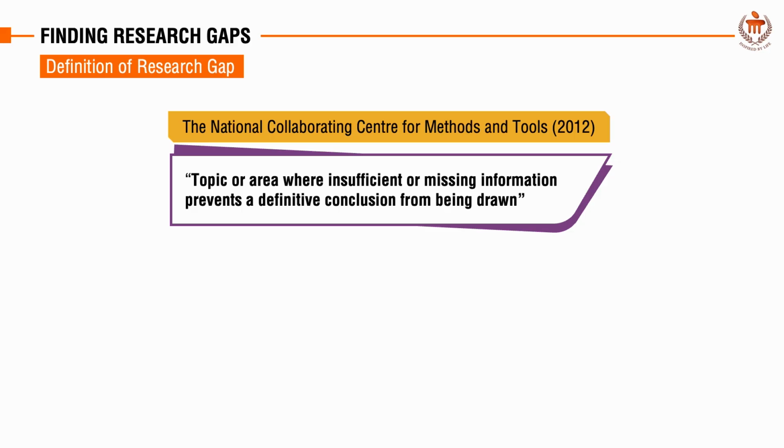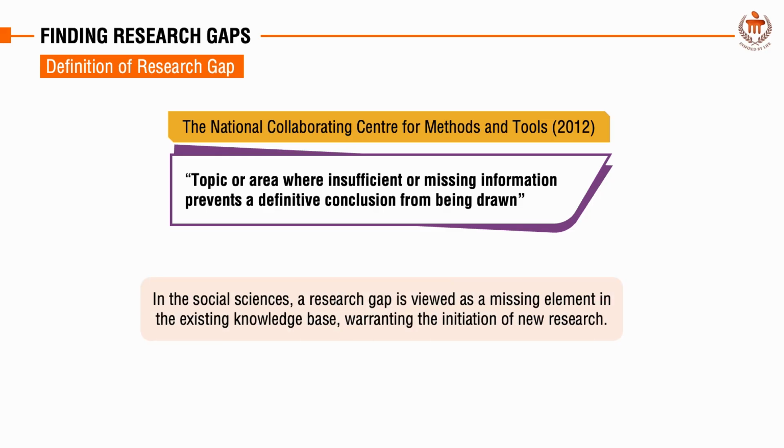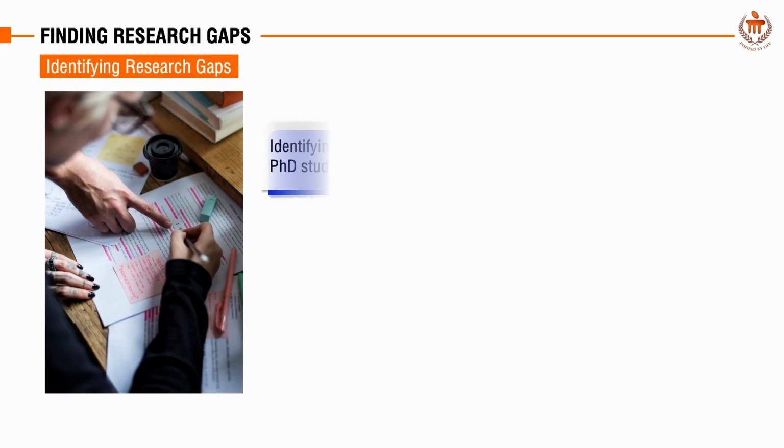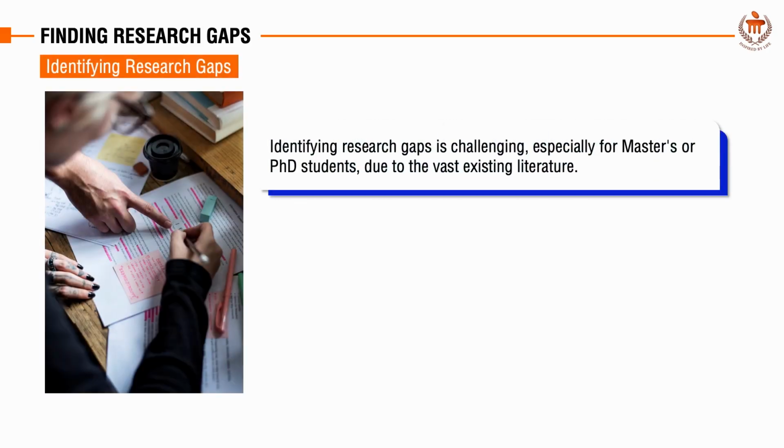Similarly, a research need refers to a gap that prevents decision makers such as policymakers, practitioners, or patients from making well-informed choices or decisions. In the social sciences, a research gap is viewed as a missing element in the existing knowledge base, warranting the initiation of new research. Identifying this gap requires a thorough review and critical analysis of empirical studies and existing literature. Let us now understand how to identify research gaps.